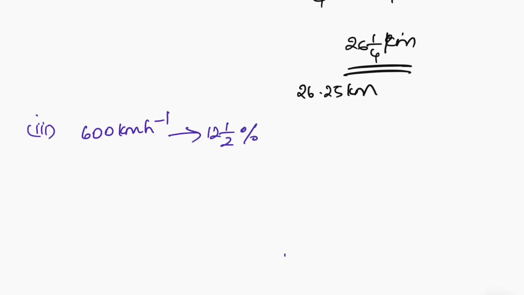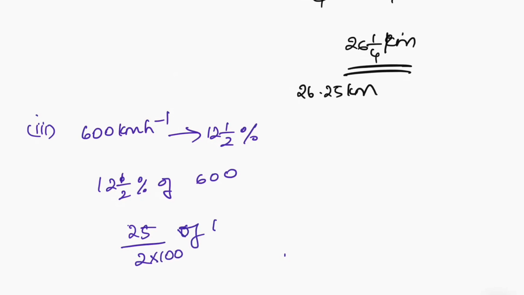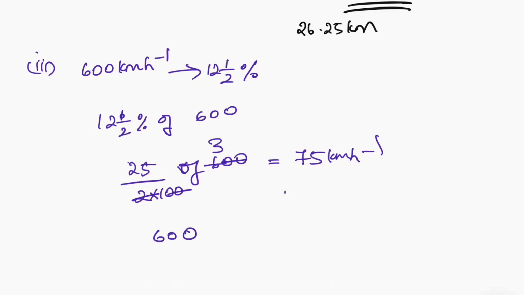Now coming to the third sub question, we have a speed of 600 kilometer per hour increased by 12 1 by 2%. So the increase will be 12 1 by 2% of 600. How do I do it? 12 1 by 2 is 12 twos are 24, plus 1, 25 by 2%, that is 25 by 2 into 100 of 600. Cancel. 2 goes 3 times. So you get 75, it is 75 kilometer per hour. It is increased by that, so total you get 600 plus 75, that is equal to 675 kilometer per hour.